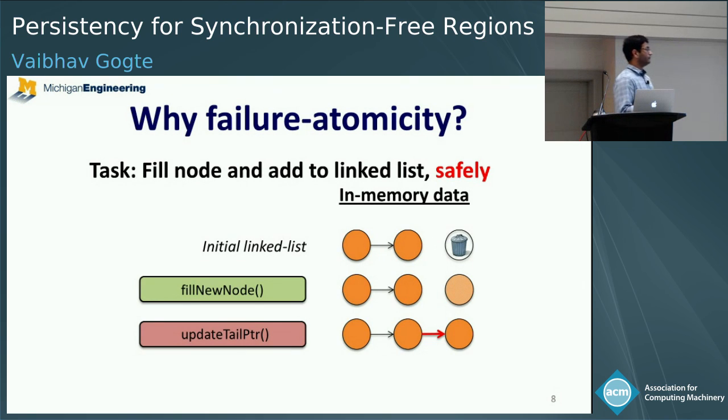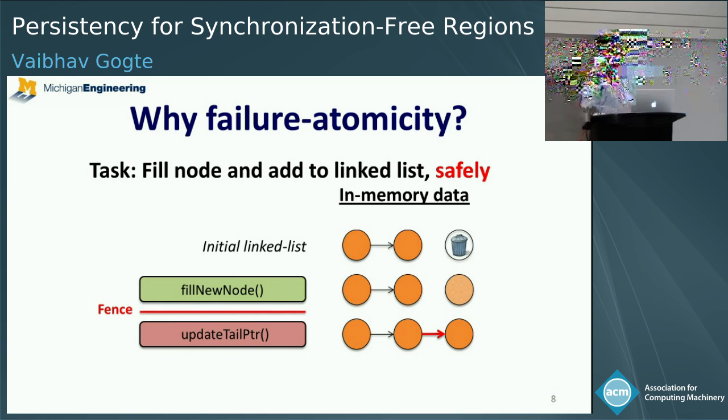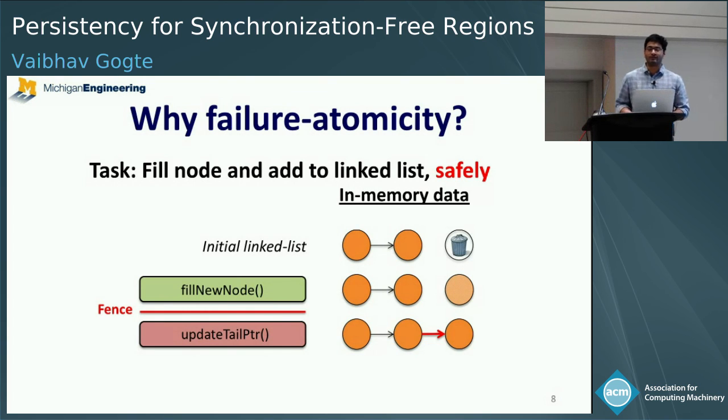This is because if we update the tail pointer first, and if there is a subsequent failure, this tail pointer would be pointing to a garbage node. Programmers have to be cognizant of this possibility and have to annotate a fence operation in between to order the two steps. And this burden falls on the programmer. Programmers have to know all the points in the program which require ordering constraints and have to annotate fence operations appropriately in the program.